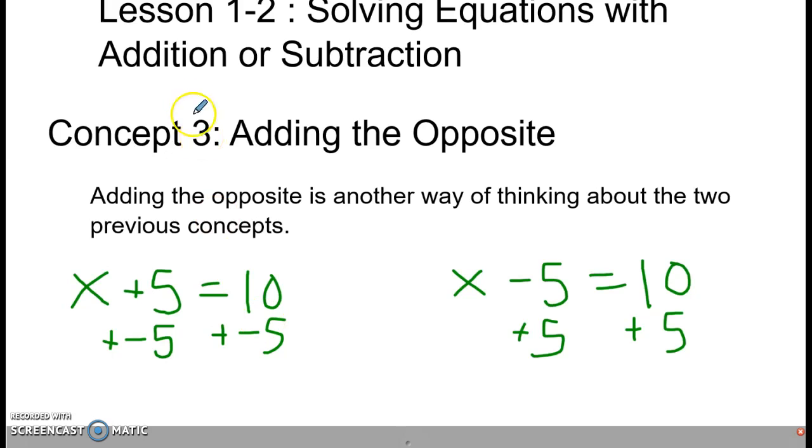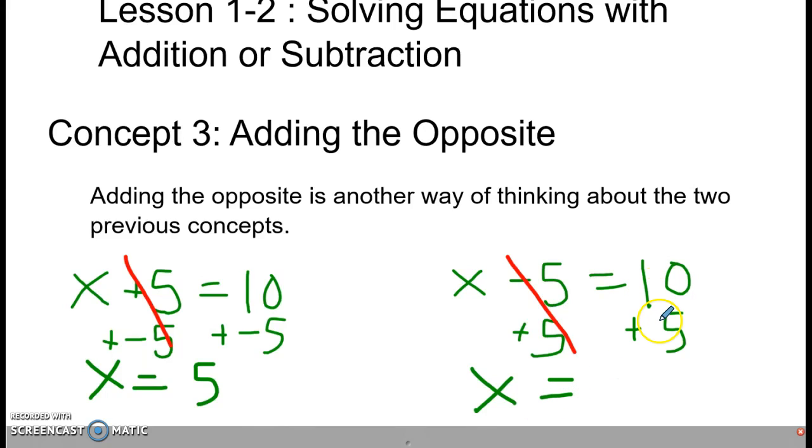And if we went through and solved these, we would cancel both, and we would end up having x equals 10 plus a -5, or 5, and x equals 10 plus a +5, which is 15. So adding the opposite is just another way of looking at the same operations so that you can answer and solve multiple problems in kind of the same way. All right, that's it.